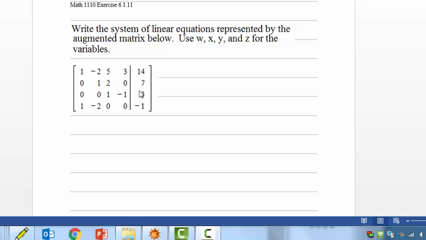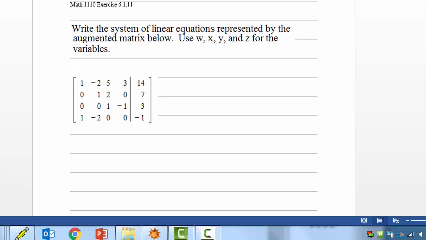Let's take a look at exercise 6.1, number 11, where we want to write the system of linear equations represented by the augmented matrix below. We want to use w, x, y, and z for the variables. I want to point out that the first column of values actually represents the coefficients of the variable w. So we are told to use w, x, y, and z for the variables.